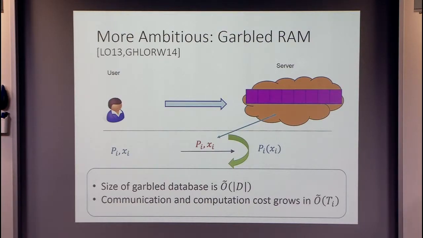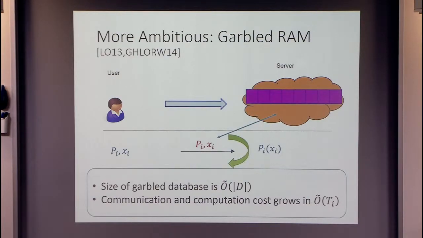What we would instead like to do is that the first message, in which the user stores this encrypted database, we want the size of this garbled database to grow only linearly in the size of the database. And then secondly, we want the communication and the computational cost for each specific program to grow only linearly in the running time of that specific program. Okay? So here the tilde hides polynomial factors in the security parameter and the polylogarithmic factors in the size of the database, the running time, and so on. Okay? So this is the problem.